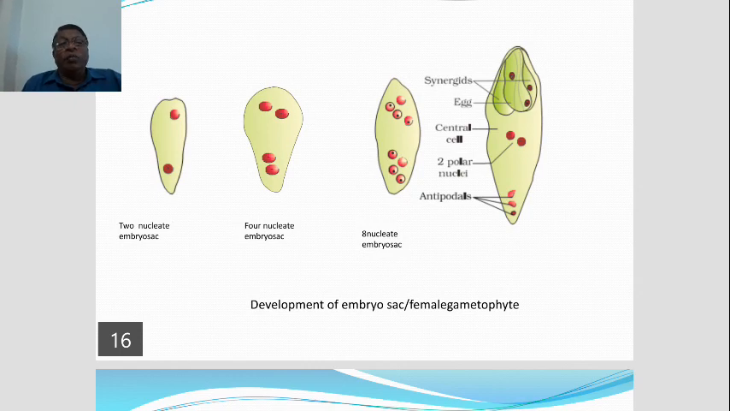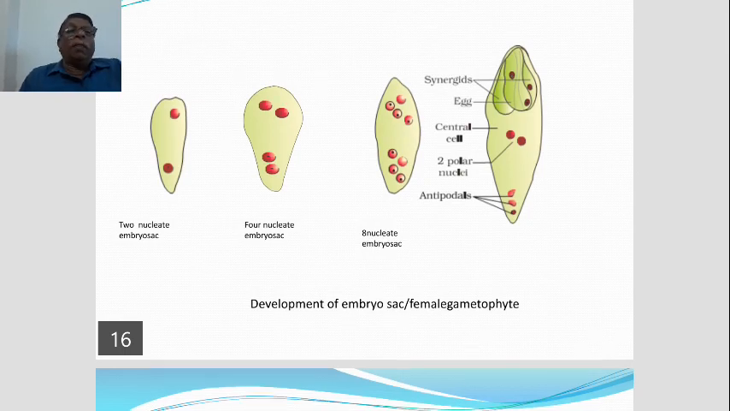First diagram, 2 nucleate embryo sac. Second diagram, 4 nucleate. Third diagram, 8 nucleate embryo sac. Fifth diagram, organized embryo sac or mature embryo sac. So that's all the development. It is for 5 marks.